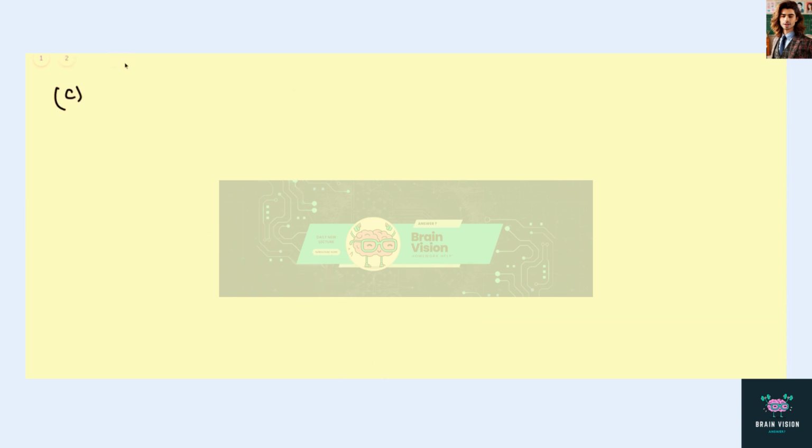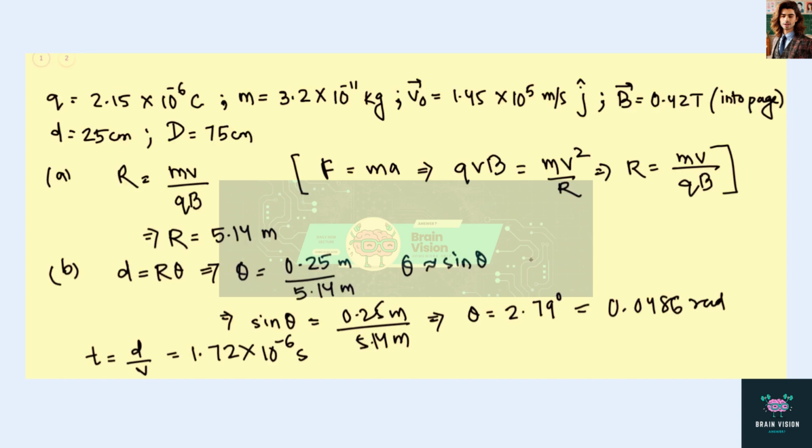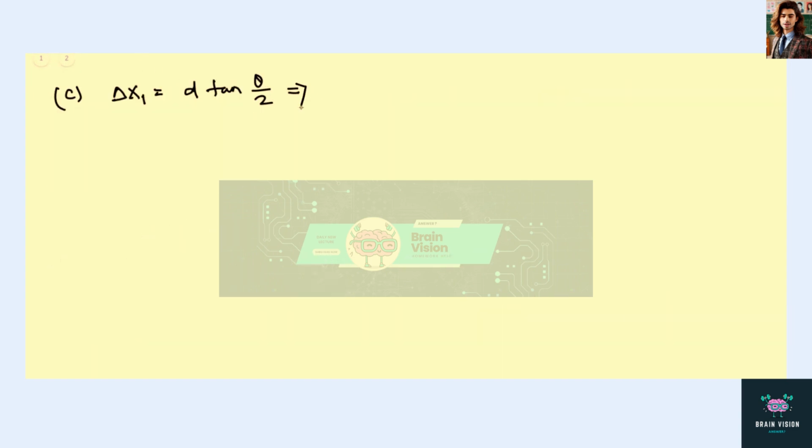For the third part, we have to find delta x1, and that is given by, so delta x1 is the horizontal deflection at the point of exit from the field, and so to find that we have to multiply t with tan theta over 2, and we use the theta from here, and we get this value of delta x1 to be equal to 6.08 times 10 to the power minus 3 meter.